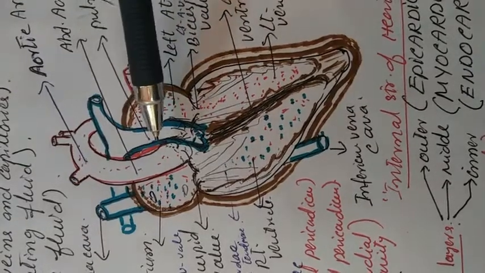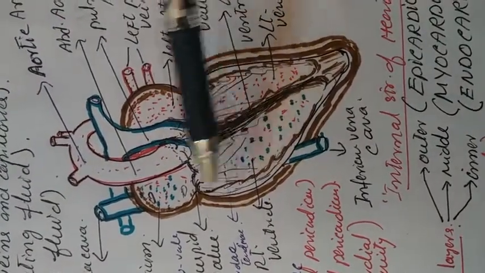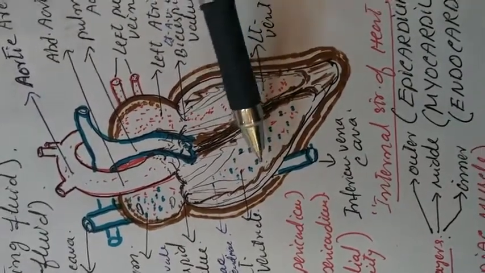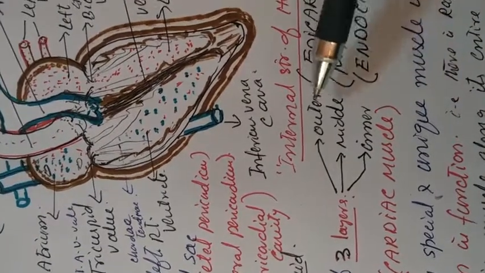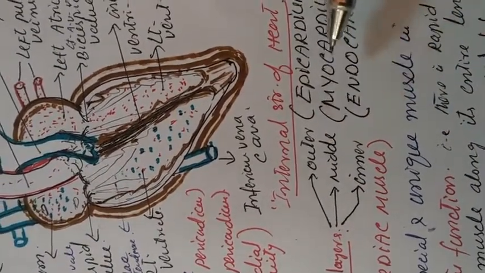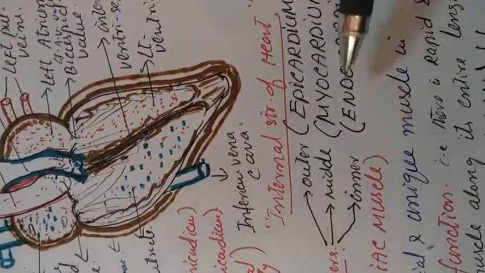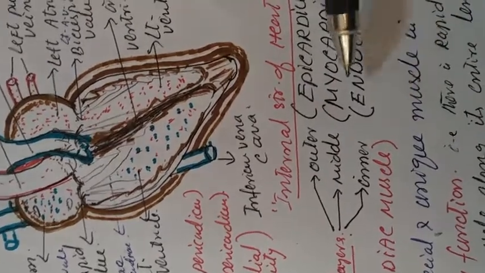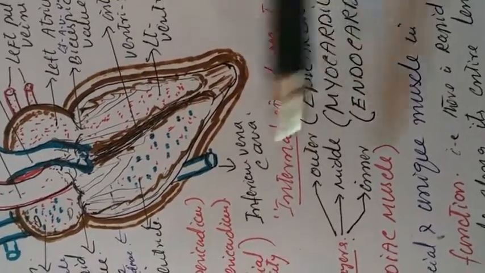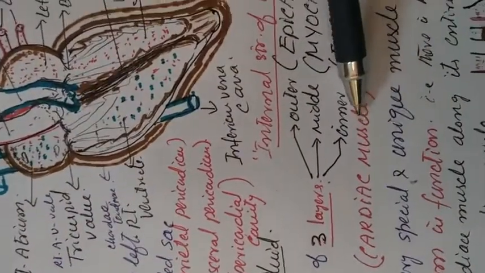Now after this we will see the walls of the heart. The wall of the heart is basically made of three layers. Number one is the outer layer, also called the epicardium. Second is the middle layer, also known as the myocardium, and third is the inner layer, known as the endocardium. Now, this myocardium of the heart is also called the cardiac muscle.